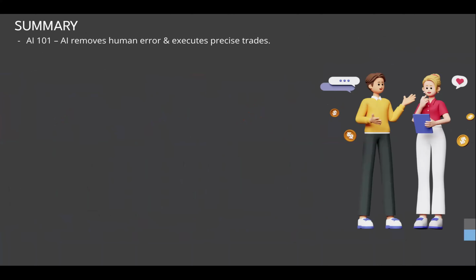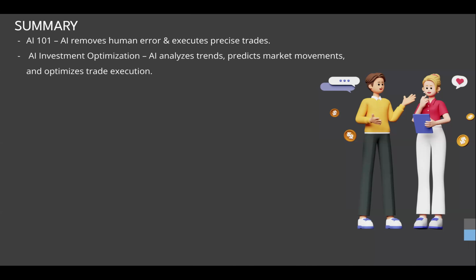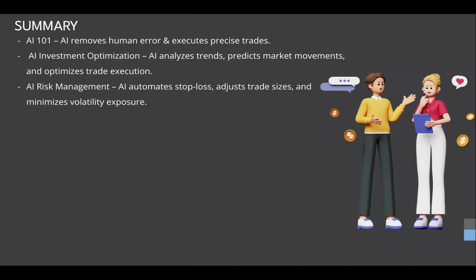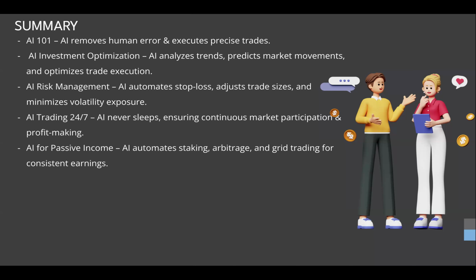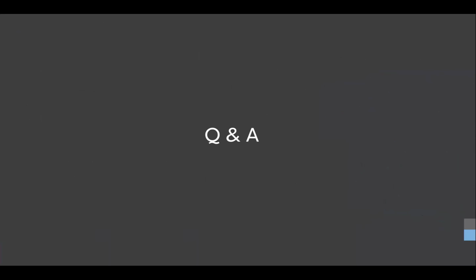And this brings me to a close. In summary, we have looked at what AI is and how it happens around us. We have looked at AI investment optimization and AI risk management, and how AI is able to adjust or adapt automatically based on market reactions. We've also looked at how AI trades 24/7, and how you can make passive income with that. And we've also seen Candle AI in action. That brings me to an end.